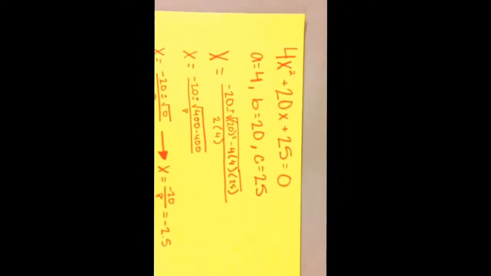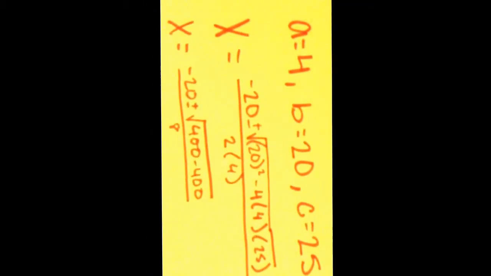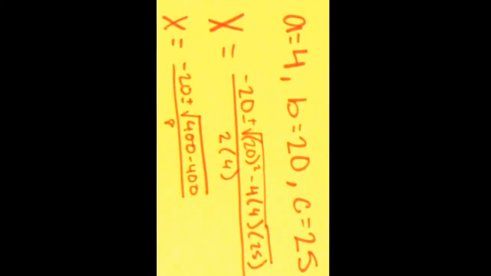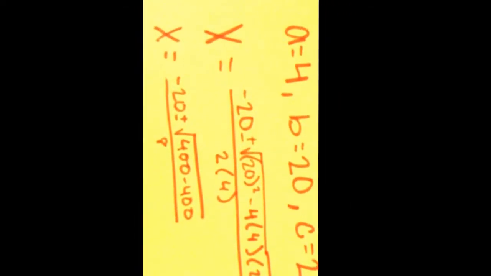The examples. Alright, here's our first example: 4x squared plus 20x plus 25. As you can see, the 4 is the a value, 20 is the b value, and 25 is the c value. Therefore, x equals the opposite of b, which is negative 20, plus or minus the square root of b squared, 20 squared, minus 4 times the a value, which is 4, times c, which is 25, all over 2a, which is 2 times 4, or 8.